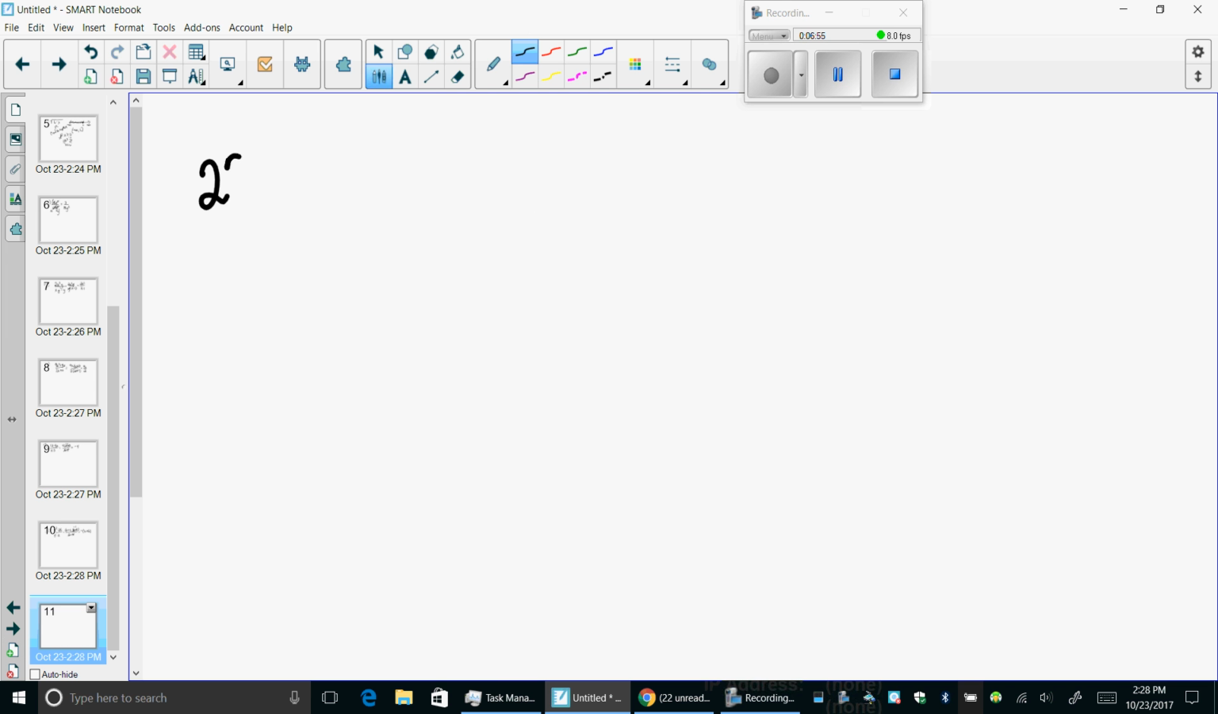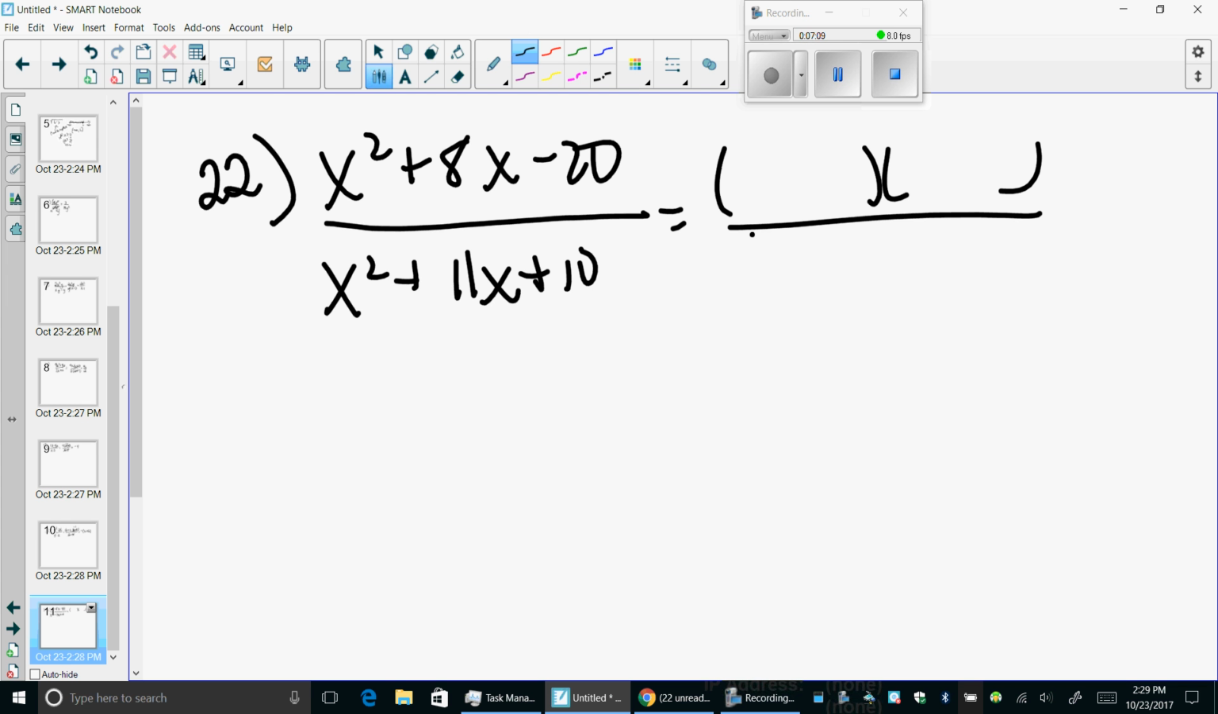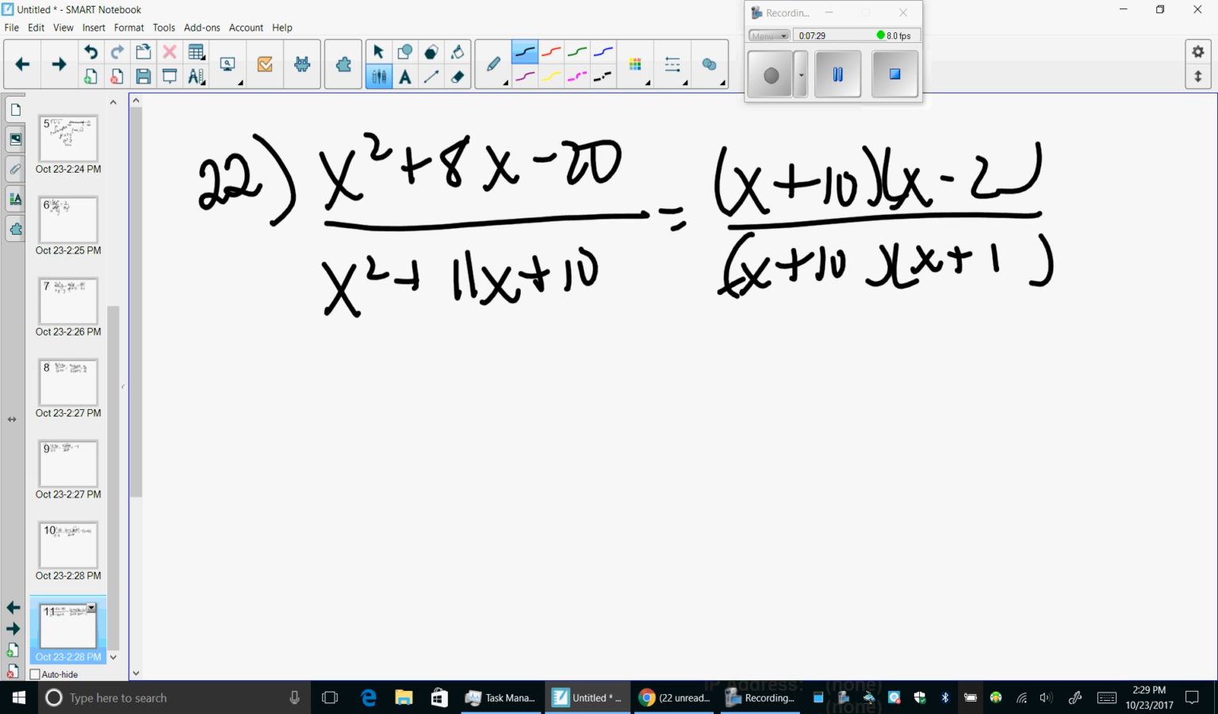22. I've got x squared plus 8x minus 20 on the top, and x squared plus 11x plus 10 on the bottom. All right, on the top, I'm going to put an x and an x. I need two numbers that multiply to give me a negative 20 and add up to a positive 8. So that'd be positive 10 and negative 2. And on the bottom, I need two numbers that multiply to give me 10 and add up to 11. So that would be 10 and 1. So the x plus 10's cancel. My answer for 22 is x minus 2 over x plus 1.